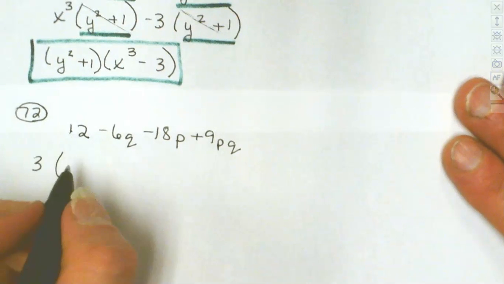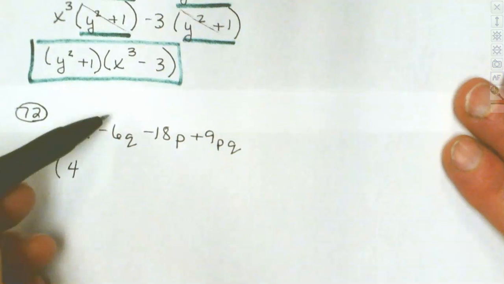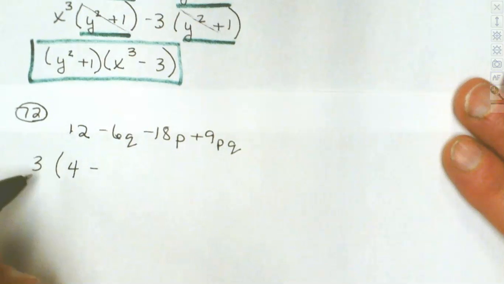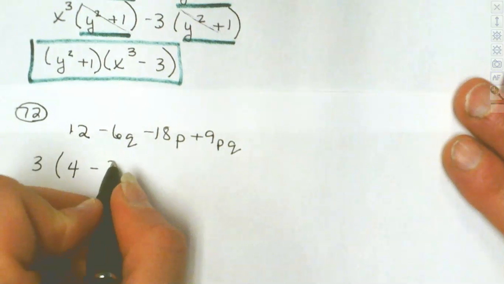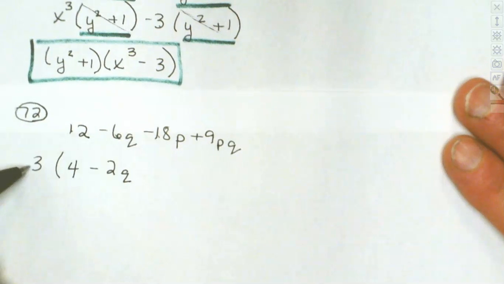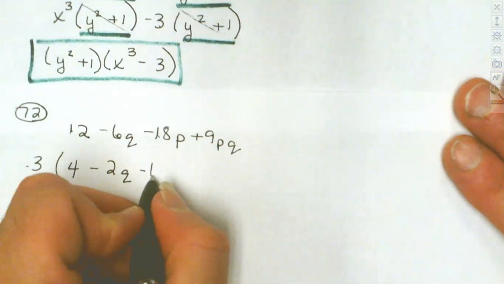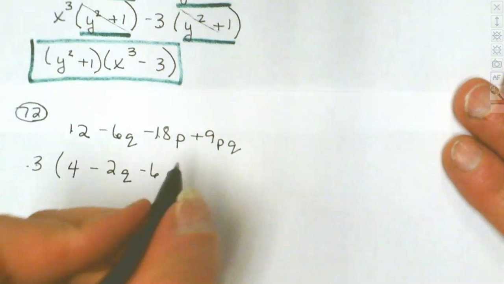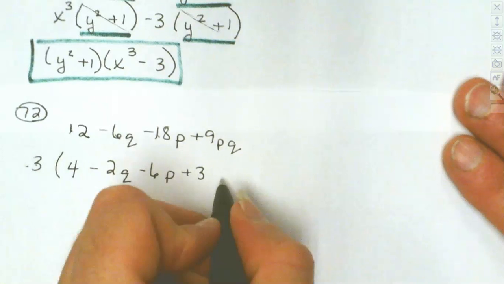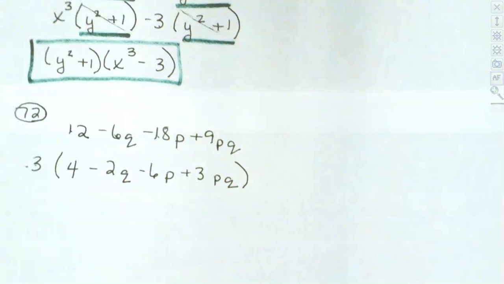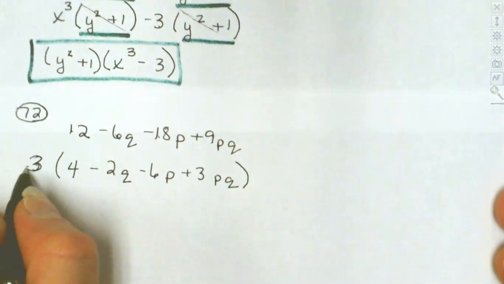12 divided by 3 makes it a 4. Negative 6 divided by 3 leaves you with a negative 2q. Negative 18 divided by 3 leaves you with a minus 6p. 9 divided by 3 is a 3p cubed. So we factored out that 3 at the very beginning.